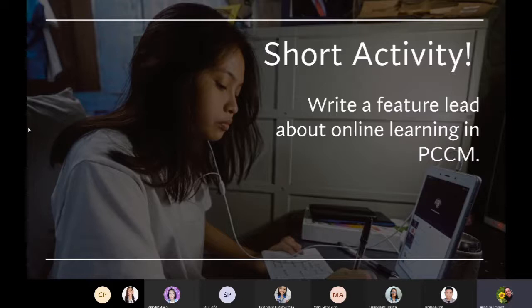How about Chris Melaine? Try lang din po, ma'am. Ang gaganda naman ng entry. Sige. Title ko po, Closed Door Learning. Tapos, feature lead po. Two sentences din po. As PCCM implements flexible learning, students are still in adjustment. It's as if they are battling in war where they could only fight within their houses. Okay, that's a good one. I like the battling part in the houses. Good one, Chris Melaine.